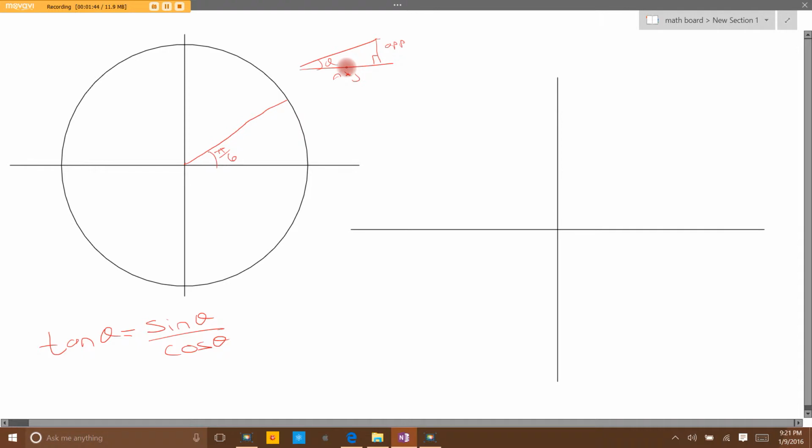So when we say this angle itself is 30 degrees or pi over 6 here, then we know the side opposite here is 1/2, and here is root 3 over 2.